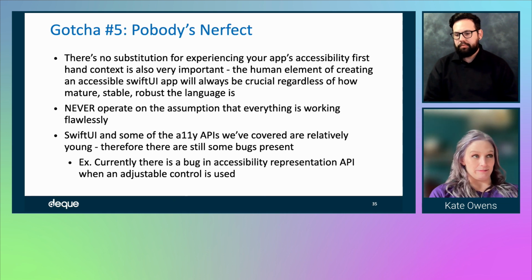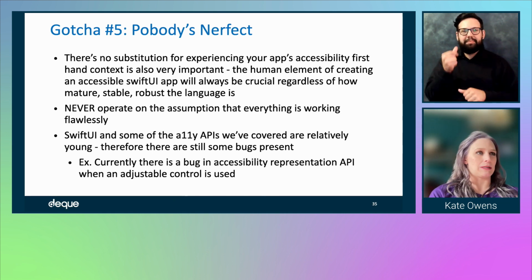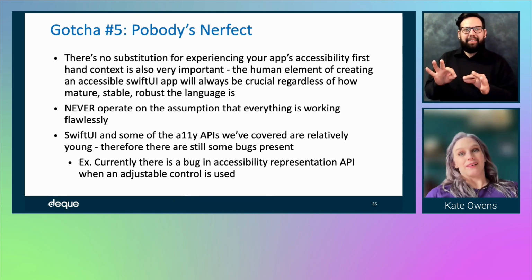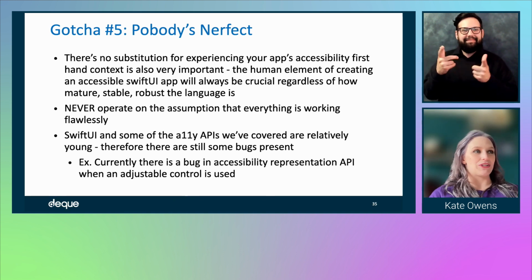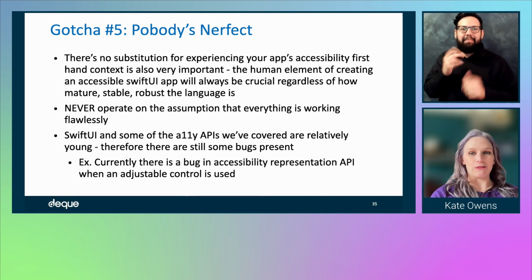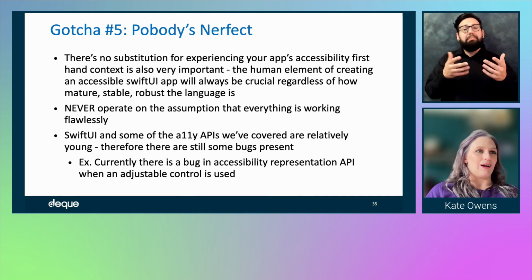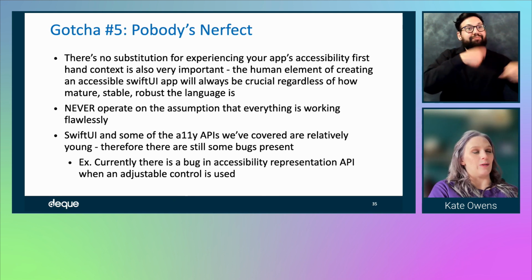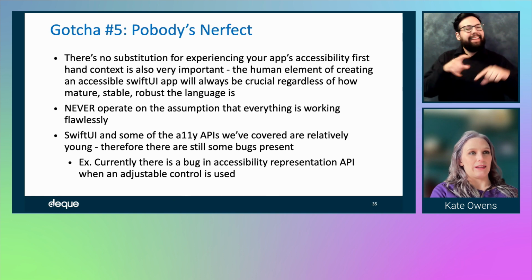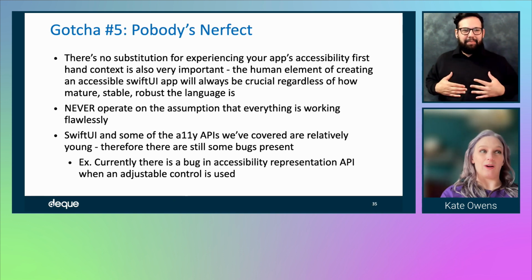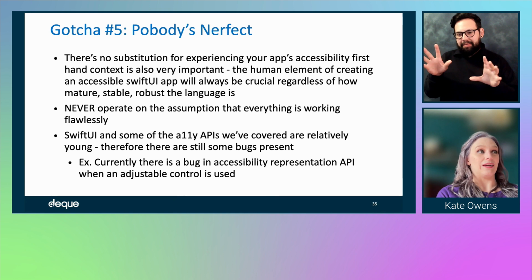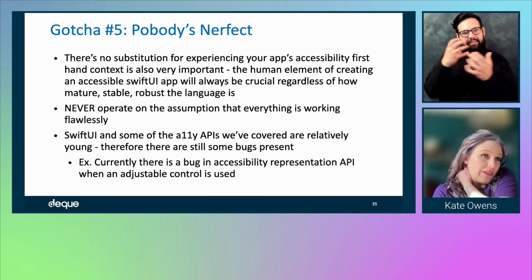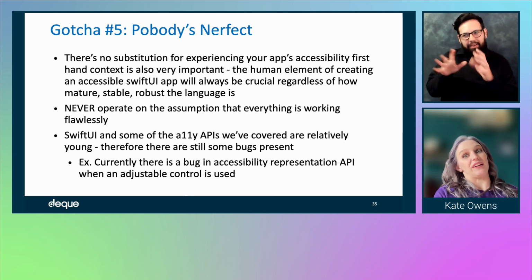Gotcha number 5: Pobuddy's nerfed. No matter how many goodies come out, no matter how much SwiftUI is growing and becoming stable, there's not going to be a replacement for the human element. Nothing is perfect. And that's why a human element is so important, but also because with accessibility, context is so crucial. So that's another reason why this human element is just irreplaceable.